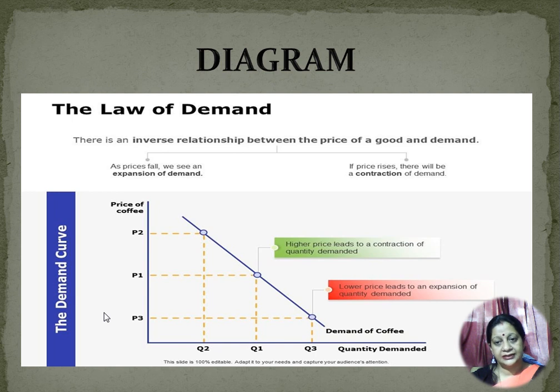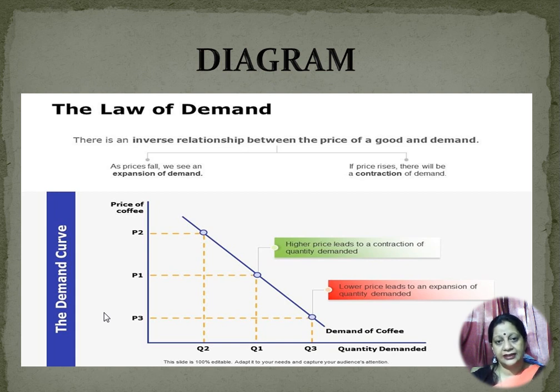So if price rises, there will be a contraction of demand, and if price falls, there is an expansion in demand. Before going on with the concept of demand, just keep in mind the meaning of contraction and expansion. Contraction means when the demand becomes lower, and expansion means when the demand becomes more. So expansion is the result of a fall in price, and contraction is the result of an increase in price.